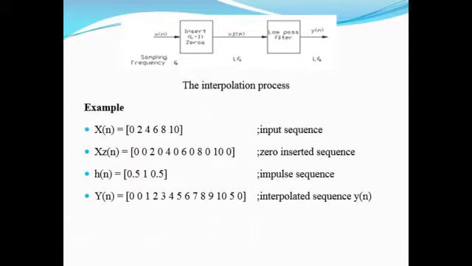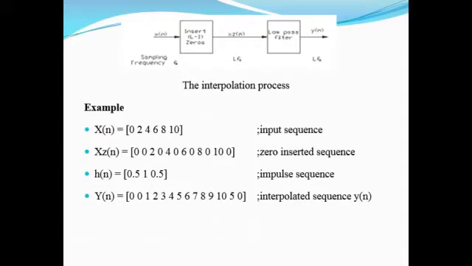We can see that here the sampling frequency was fs, and here the sampling frequency is L into fs. Here is an example. X of n is the input sequence 0, 2, 4, 6, 8, 10, and depending on the interpolation factor, we take x suffix z of n, which represents the zero-inserted sequence. So we are going to insert a 0 in between 0 and 2, in the sample space between 0 and 2.